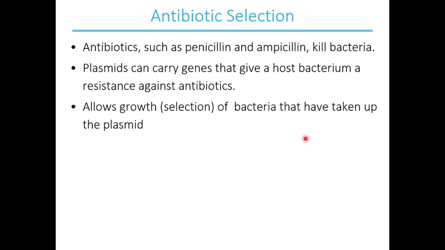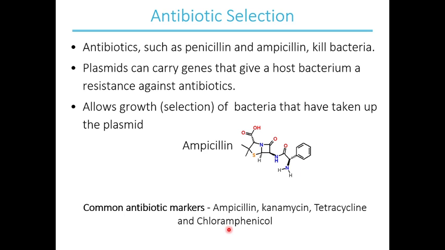They allow growth of bacteria that have taken up the plasmid, which means that a host organism that takes up this specific plasmid will have resistance towards the antibiotic of choice. Any other bacteria that are growing along with this specific host organism will be eliminated by using this antibiotic. This is called antibiotic selection. Ampicillin, which has this beta-lactam structure, can kill bacteria by restricting cell wall synthesis. Some of the common antibiotic markers are ampicillin, kanamycin, tetracycline, and chloramphenicol.